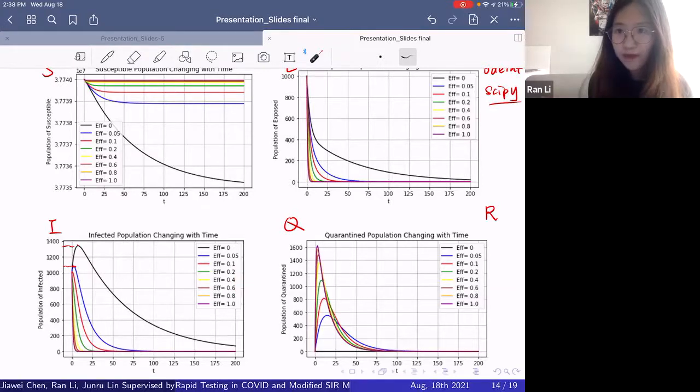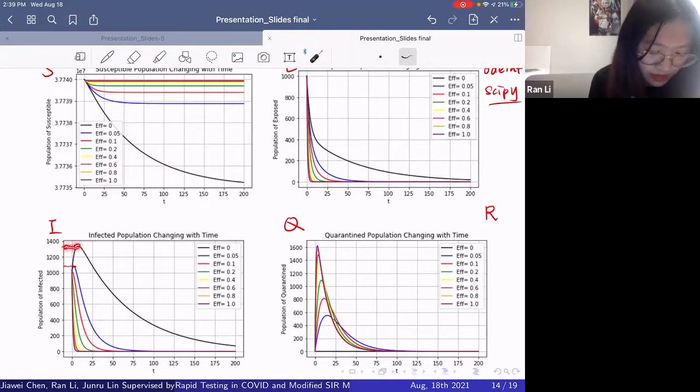So our next task is to find, we know that significantly increasing effectiveness to one is not a very efficient thing to do. So can we find some optimal effectiveness with which we can obtain the same results as a large effectiveness? So we're going to find a minimum effectiveness. And how can we measure it? We use the maximum infective population, the peak, to measure.